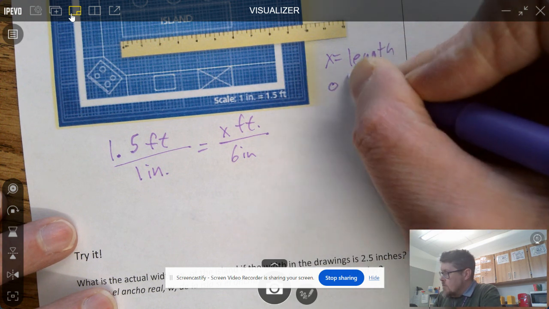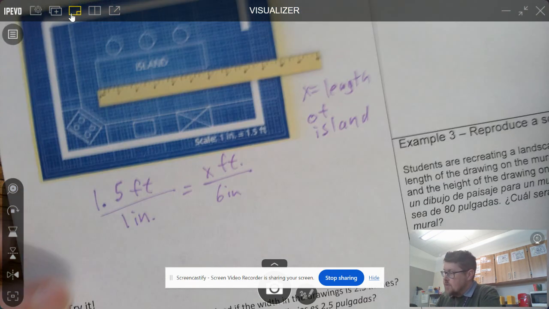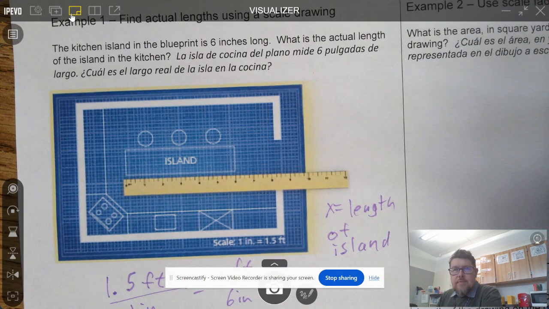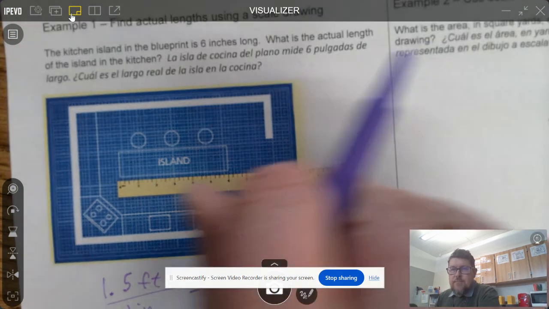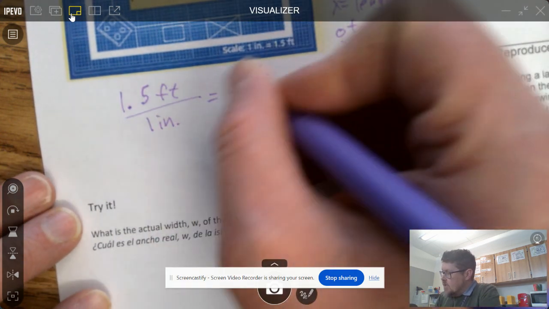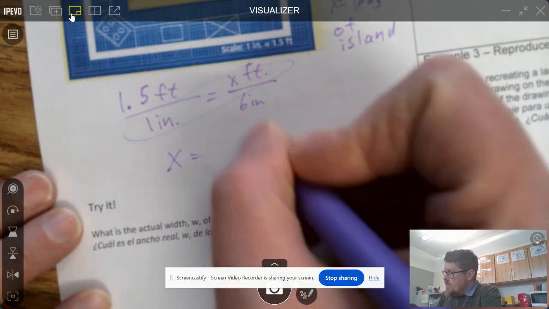If you're ever wondering how Mr. Wishart came up with what that x is equal to, well, look at this. What is the actual length of the island in the kitchen? That's where I get it. Your variable is equal to what you're looking for. So you do the same thing. We cross multiply. 1x is the same thing as just x. 6 times 1.5 is 9.